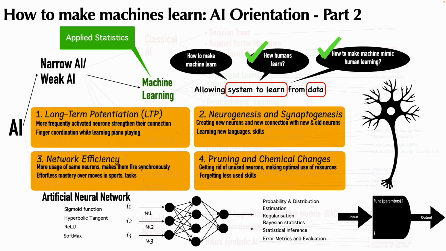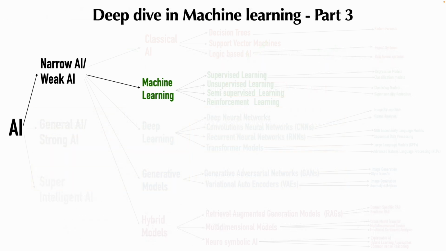Welcome back to the Artificial Intelligence Orientation series. In the previous video, we covered the fundamental concepts behind what is machine learning, what it means to mimic human learning, what is artificial neural network, how it mimics biological neural network, how these concepts led to the emergence of machine learning as a field built on the foundations of applied statistics. What we covered was just the tip of the iceberg. Now it is time to dive deeper into machine learning itself.